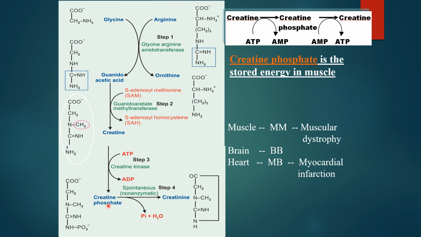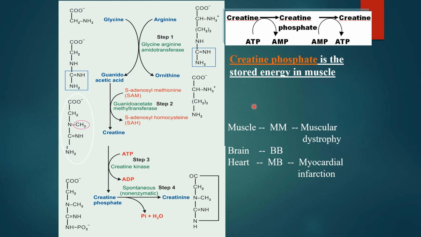And further, it can be converted into creatinine with the loss of the phosphate group. It is a spontaneous non-enzymatic reaction. So the enzyme is creatine kinase, which is present in the muscles. The guanidoacetate methyl transferase enzyme is present in the liver.